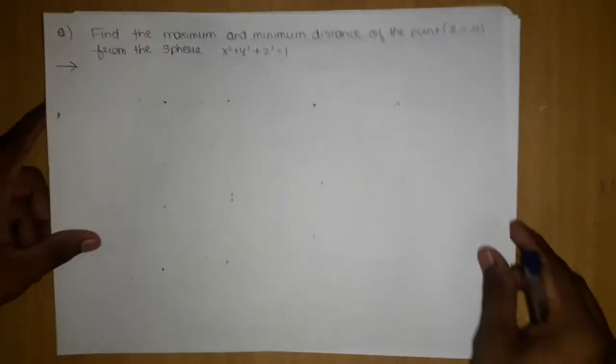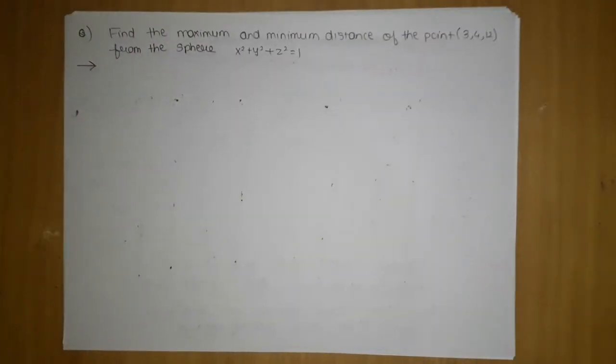Now the question which we are going to take in this session is this question: find the maximum and minimum distance of the point 3, 4, 12 from the sphere x square plus y square plus z square equals to 1. Now they have told the maximum and minimum distance of the point 3, 4, 12. So there is a point 3, 4, 12 in the space, and we have to find the maximum and minimum distance of it from the sphere.